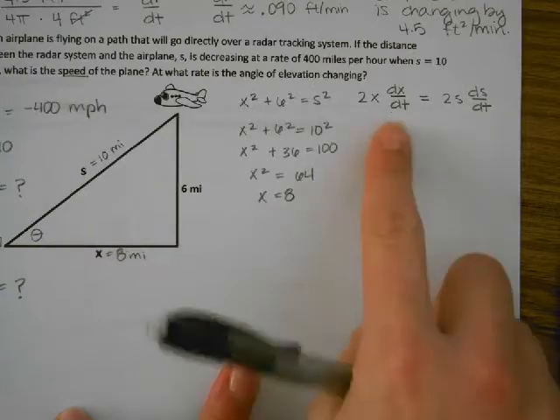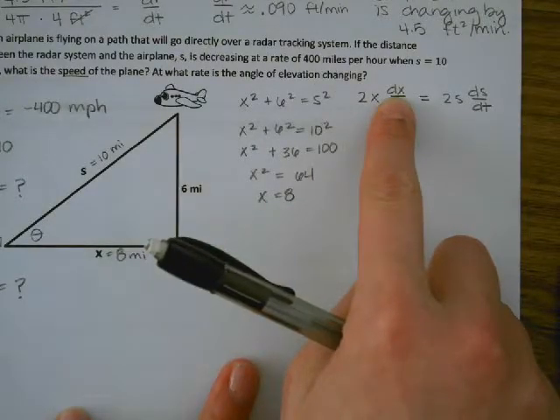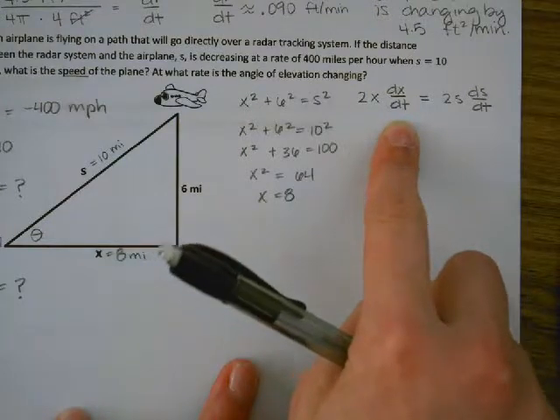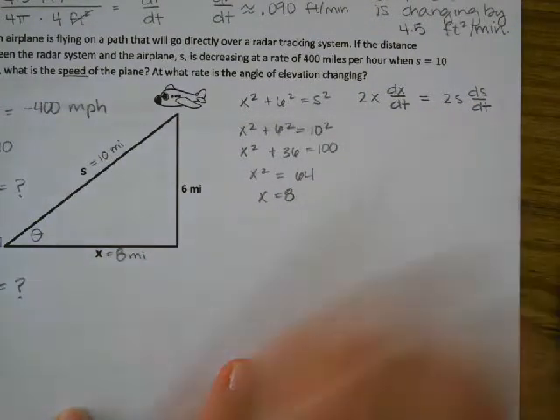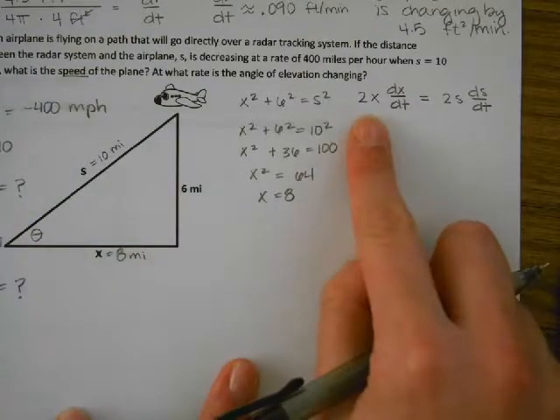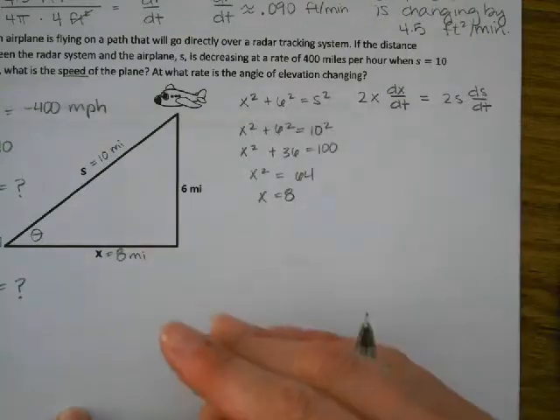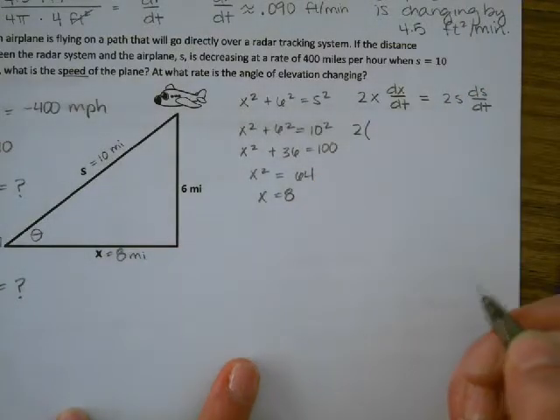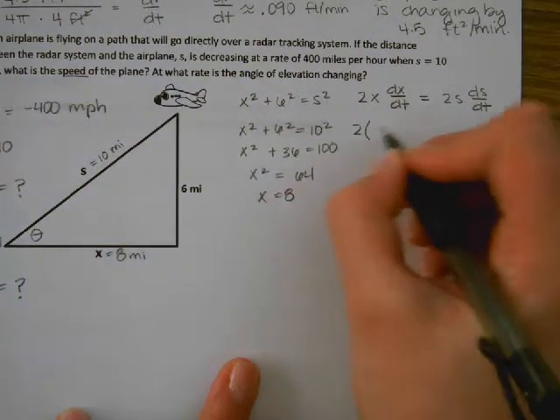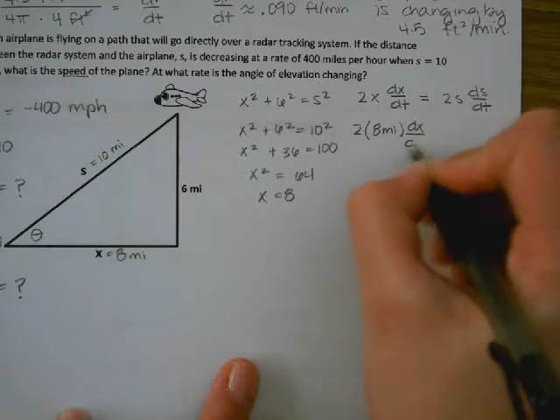And so you're saying the way that the x is changing with relationship to time, the way that the s is changing with relationship to time. Okay. So now at this point, we're going to plug in all the numbers that we know, and we'll solve for the thing that we don't know. So we have the 2. Do we have an x? Yes. It was 8, and we're going to put 8 miles. I'm going to keep my units in the problem.